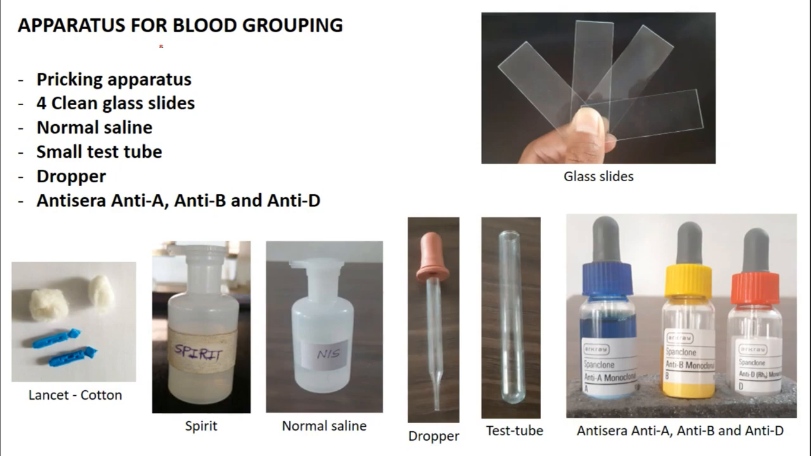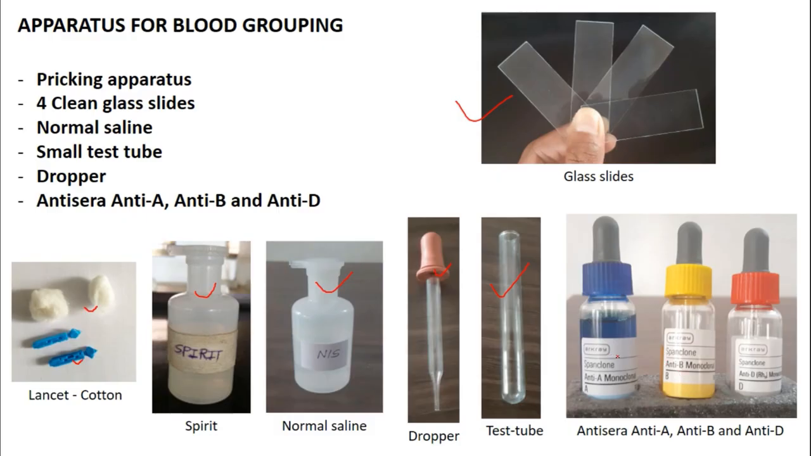Apparatus for blood grouping: pricking apparatus, which includes spirit, lancet and cotton; 4 clean glass slides; normal saline; small test tube; dropper; and anti-sera preparations anti-A, anti-B and anti-D. These are the artificially available anti-sera preparations.